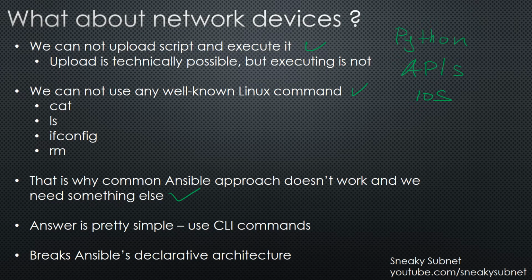The answer is pretty simple. Use CLI commands. So we will provide essentially the same commands which we use when we configure an IOS device manually. So what do you do if you want to configure an IOS box, an IOS router manually? You establish an SSH session and execute CLI commands: conf t, interface Ethernet 0, description X, IP address Y, no shutdown.